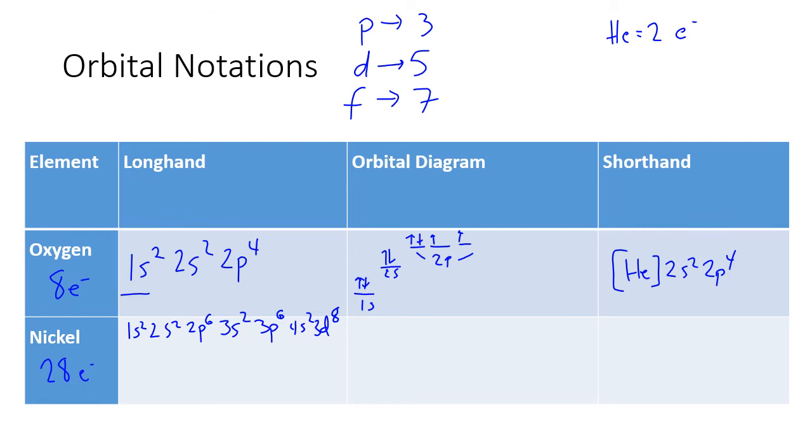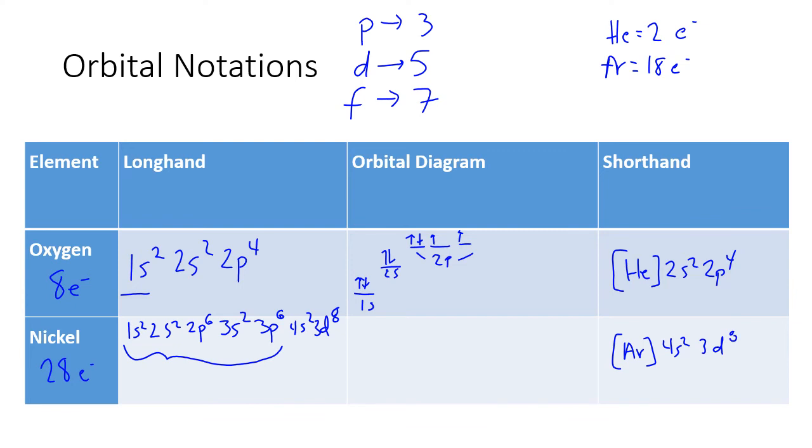What I'm going to do next is write down the shorthand for nickel, because we can write down the orbital diagram in a shorthand version. So the noble gas that comes before nickel is argon, and argon has 18 electrons. And so the 18 electrons are going to be the 1s2, 2s2, 2p6, 3s2, 3p6 electrons. And so all that would be remaining is the 4s2 and the 3d8 electrons.